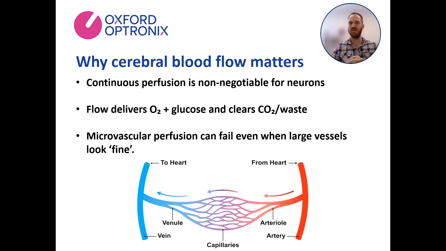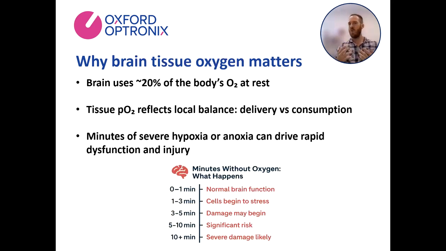Okay, so now that flow's on the table, let's talk about oxygen because that's the tissue level reality check. So what does tissue oxygen add? Even at rest, the brain uses a disproportionate amount of the body's oxygen, and it does not tolerate interruptions well. Tissue PO₂ is useful because it reflects the local balance between delivery and consumption right where the biology is happening.